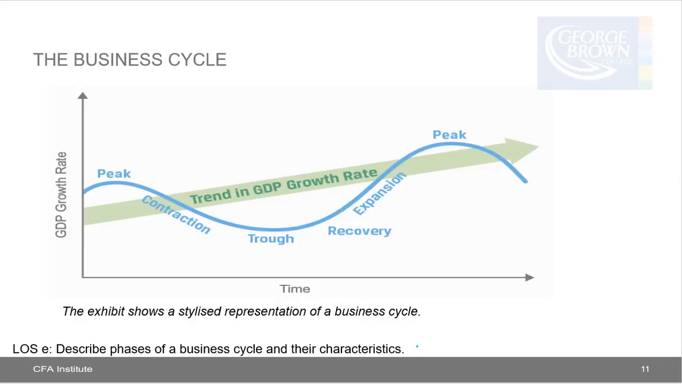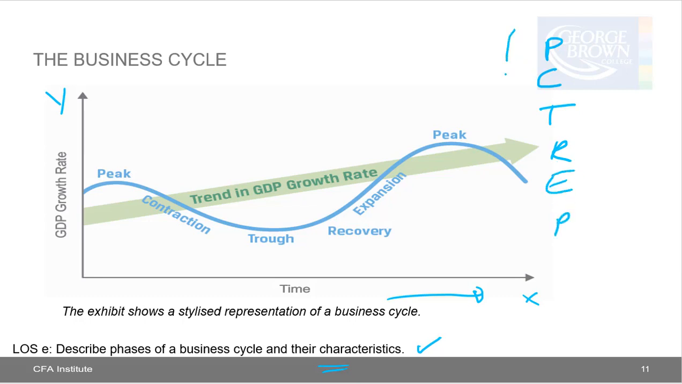Learning Outcome Statement E is describe phases of a business cycle and their characteristics. So here we can see a stylized exhibit of a business cycle. On the y-axis, we've got the GDP growth rate, and on the x-axis, we have time. You can see that the GDP growth rate does fluctuate over time, and there are different phases of the business cycle, which you need to be able to memorize. If we start from left to right, we start with the peak, then the contraction, the trough, recovery, expansion, and then we're back to peak.